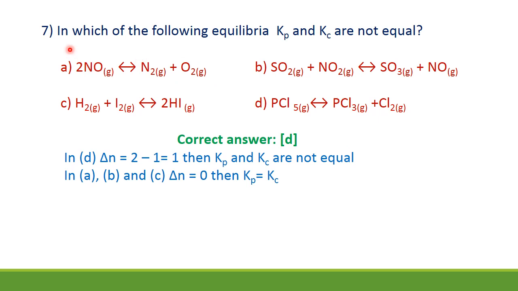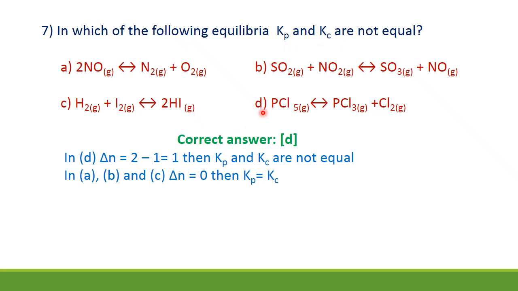Question 7. In the following equilibria, Kp and Kc are not equal. That is, for the two not to be equal, the condition is that delta n should not be 0. That is important. If you consider cases A, B and C, take the 3 equilibria. For these, delta n is 0. Now for A, B, C, delta n will be equal to 0, then Kp equal to Kc. But here the question asks that Kp and Kc are not equal.